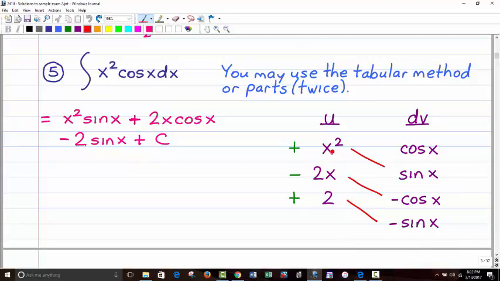And so you see you just connect them, multiplication, it'll be x squared sine x. Now you have a negative here, but then you have a negative as far as the sign chart goes. So the two negatives together make positive. So we have plus 2x cosine of x, and then minus 2 sine of x plus c. And then there you go. And that will be the answer.